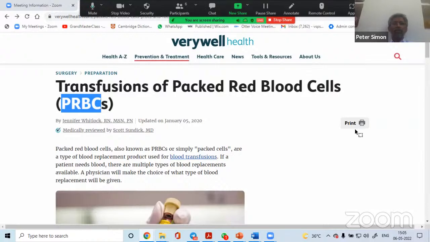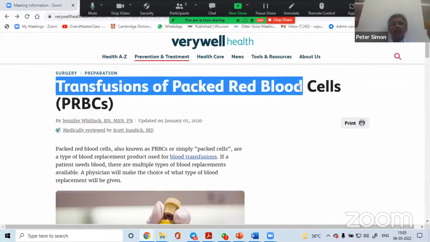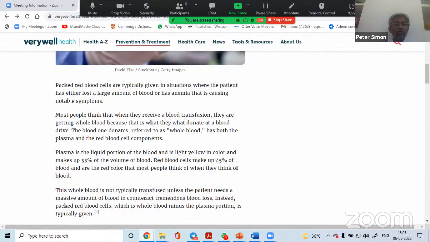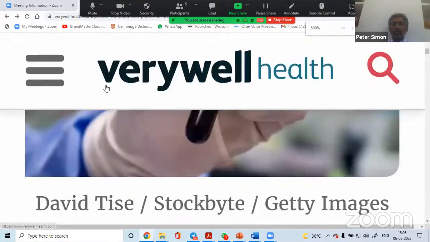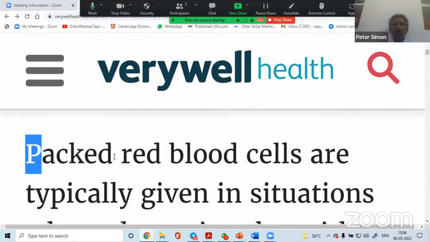Never small letters, capital letters. In the heading, capital letters will be there. See here, in the heading, capital letters will be there. But in between, there should be small letters only. Okay. See here. Packed red blood cells. PRBC, small letters. You want to see? See. Packed, only the first letter is capital letter, otherwise small letters. In the middle of the sentence, everywhere you have to write small letters only.